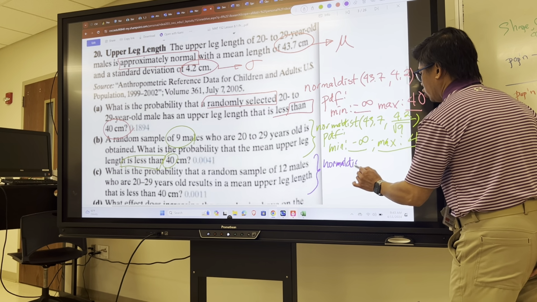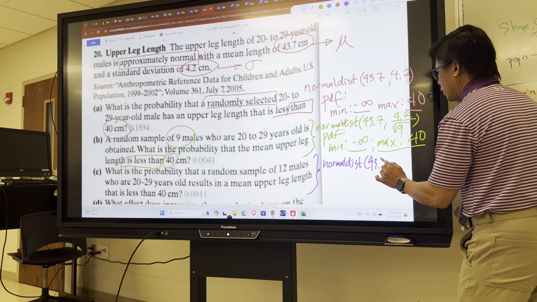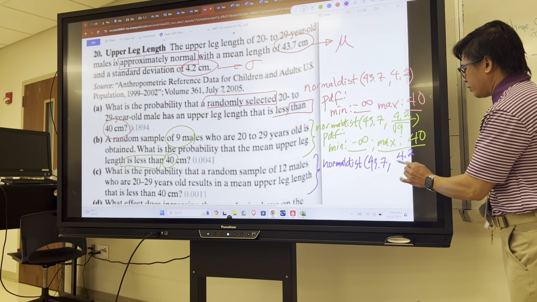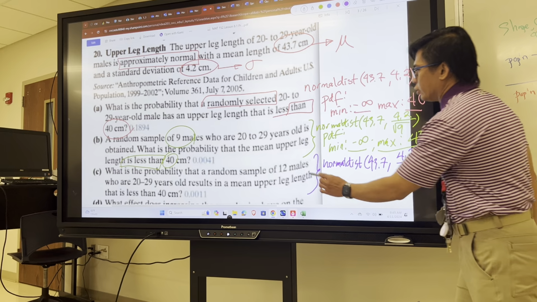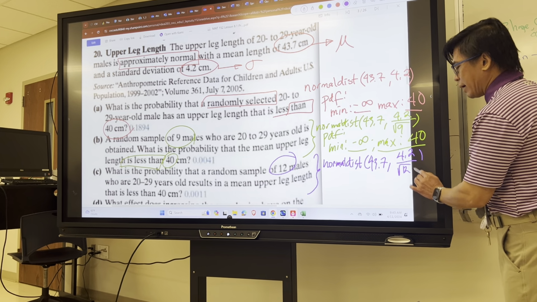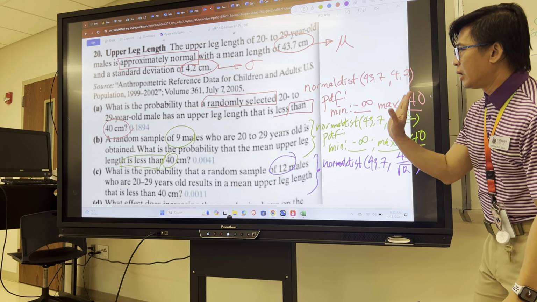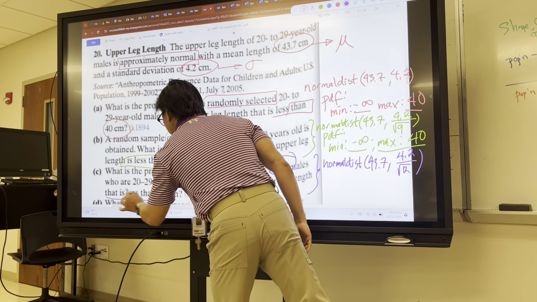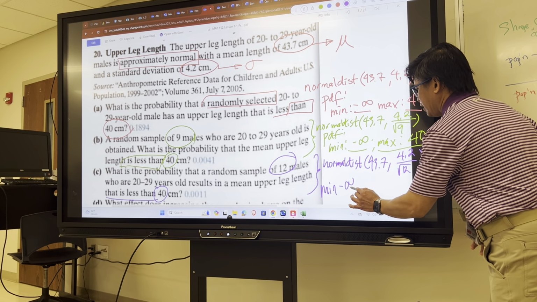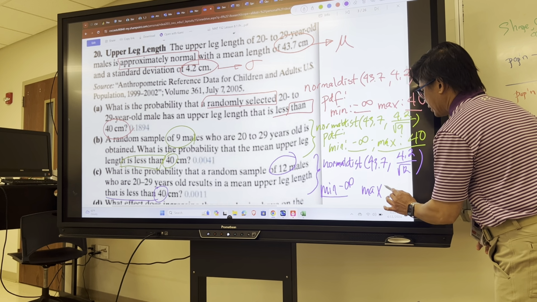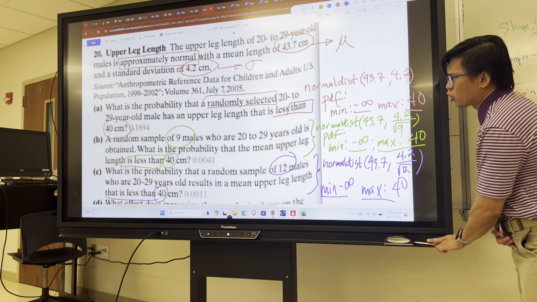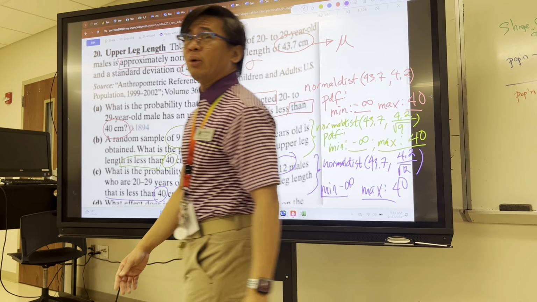Normal or similar normal distribution. Still the same sample mean. But in here, that should be 4.2 over what? Very good. Square root of 12, right? Because it says there square root of 12. That's the sample size. And still the same, less than 40 centimeters. Your minimum is negative infinity. And your maximum is 40. Very good. Now, let's compare each of these and see how it looks, okay?